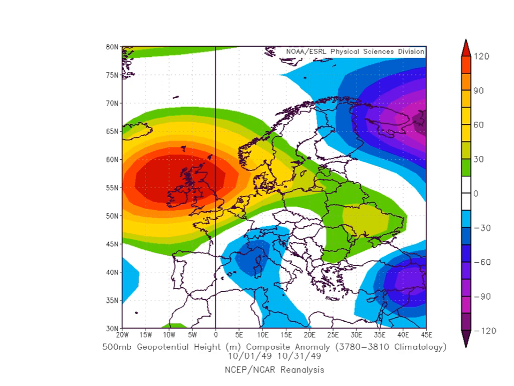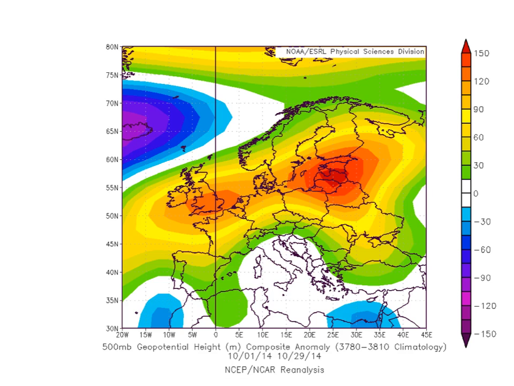Now, this is how the 500 millibar anomalies looked for October 1949, and you notice there, look, a centre of high heights across the UK. Now compare that with this year, and that was how 2014 shaped up. So actually quite a similar setup to back in 1949.